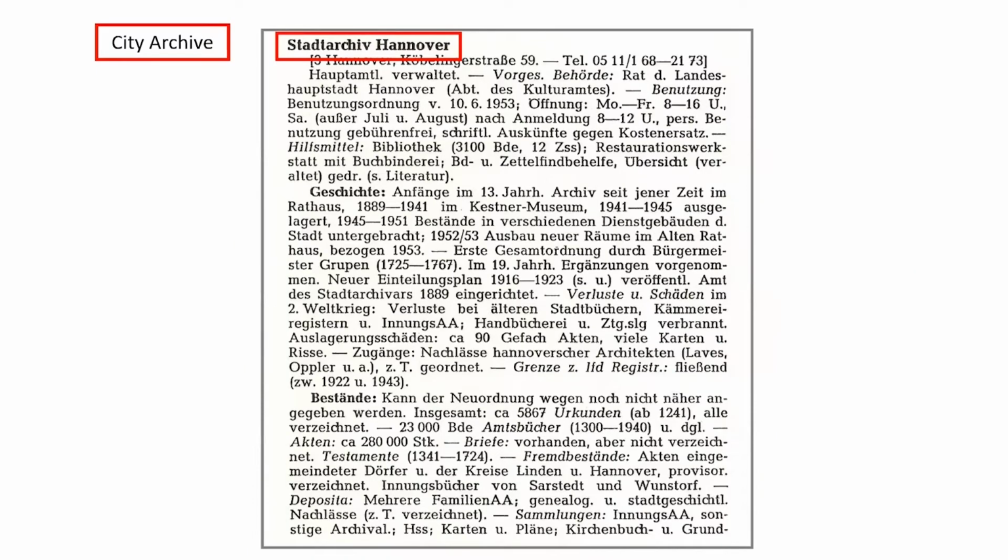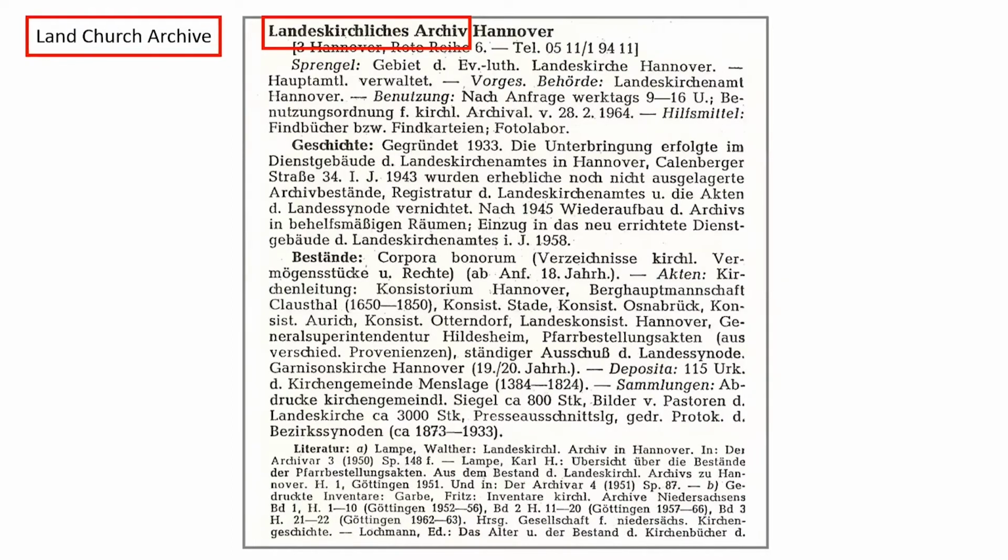The next archive listed for Hanover is a Stadtarchiv, or a city archive. Again, it provides information concerning the archive, its history, and its holdings. This is followed by the Hanover Lutheran Land Church archive with information on its archive, its history, and holdings.